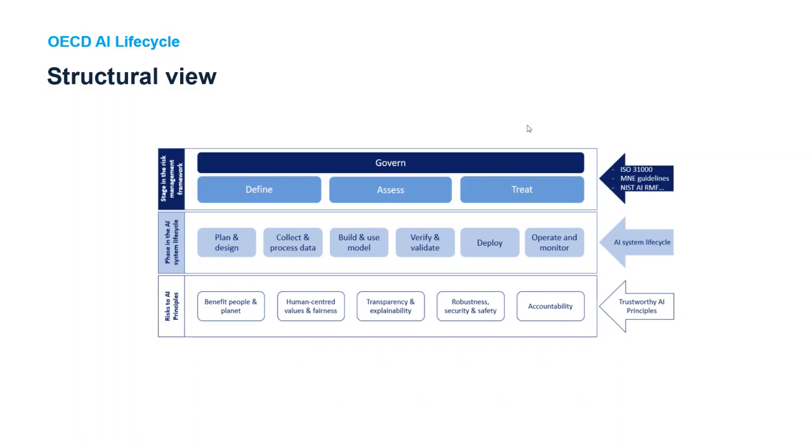But we're also looking at it from the perspective of risks. Risks to the principles of AI, those trustworthiness principles that Rosalind touched on right at the beginning: benefit to people and planet, human-centered values and fairness, transparency and explainability, robustness, security and safety, and accountability. All of those different streams, those different swim lanes, need to be considered when we're developing and deploying AI. This view is a structural perspective.